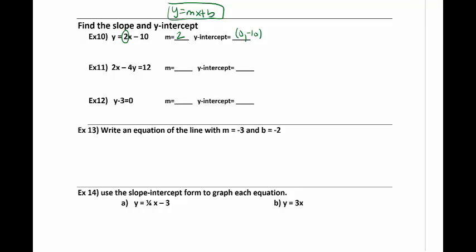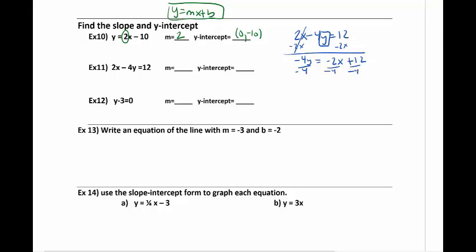Number 11 is not solved for y, so the first step I need to do is solve it for y. This is not new. So we're going to subtract 2x from both sides. Gives me negative 4y equals negative 2x plus 12. I'm going to divide every piece by a negative 4, and I get y equals positive 1/2 x minus 3.